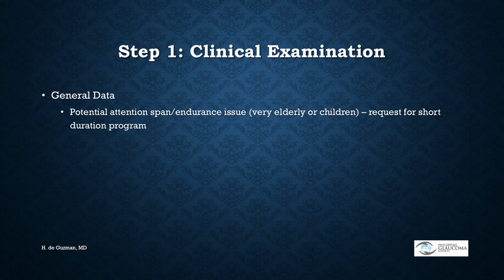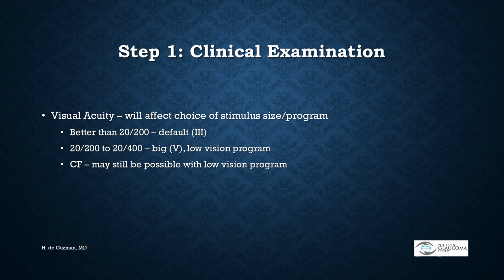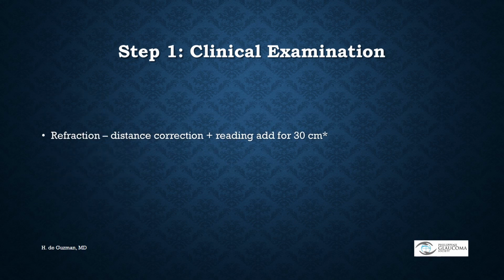The type of patient may dictate the choice of program that we request, and so will the visual acuity. It will dictate what type of stimulus size we use and what type of program. We should make sure the patient has the correct refraction for the test. Most machines test the patients at 30 centimeters away, but some models don't need any adds for reading.